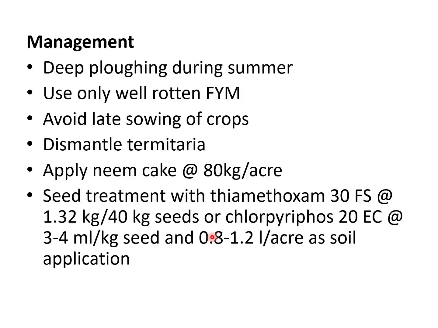I will repeat the management again. We can go for destruction of the termite area. We can plow the field to destroy the termite colonies. You should apply only well rotten organic manure. Avoid late sowing of the crop so that the crop won't be affected by drought. Go for broadcasting of neem cake at the rate of 80 kg per acre. We can treat the seeds with thiamethoxam or chlorpyrifos, or we can drench the soil with chlorpyrifos.